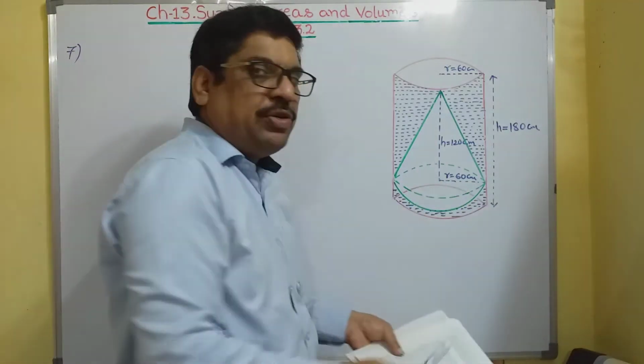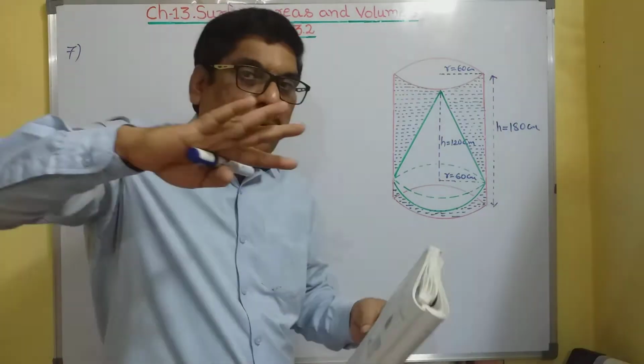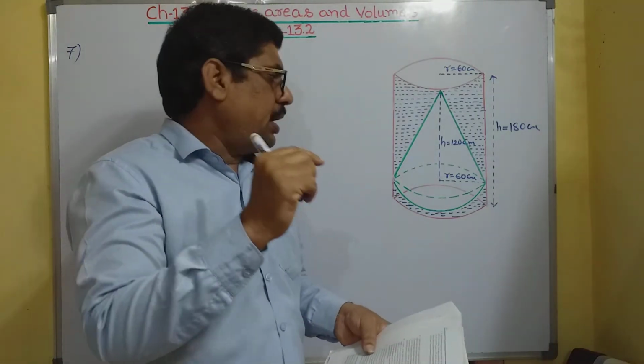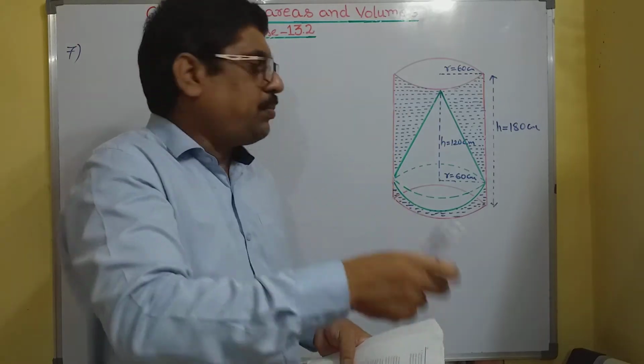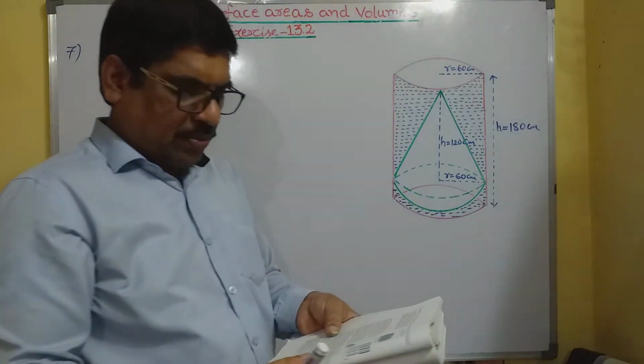The radius of the hemisphere is also 60. Why? Because they both are joined at their bases. That means there is a common circular base for both of them. So the radius is the same for both of them.